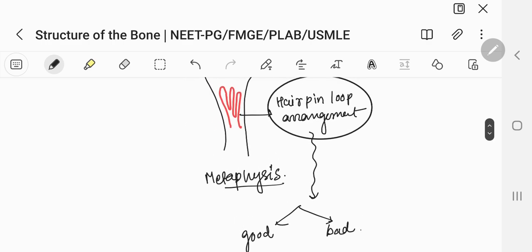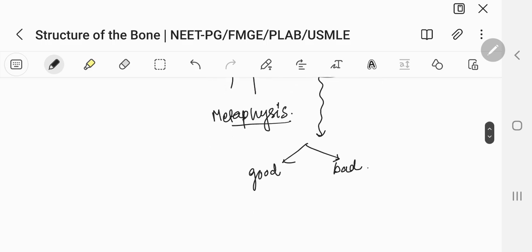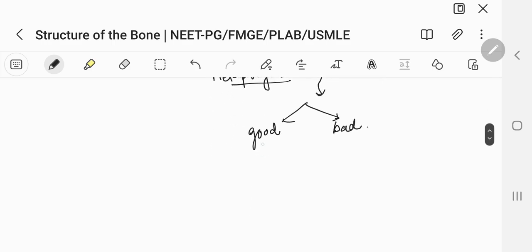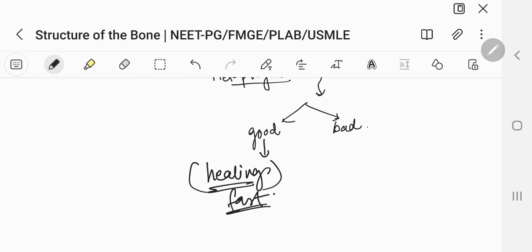Now, if there are too many blood vessels at a location, what is good about it? If there is a fracture or an injury, then due to the increase in vasculature or vascular blood supply, this will help in healing. So the healing will be fast at this location, right?